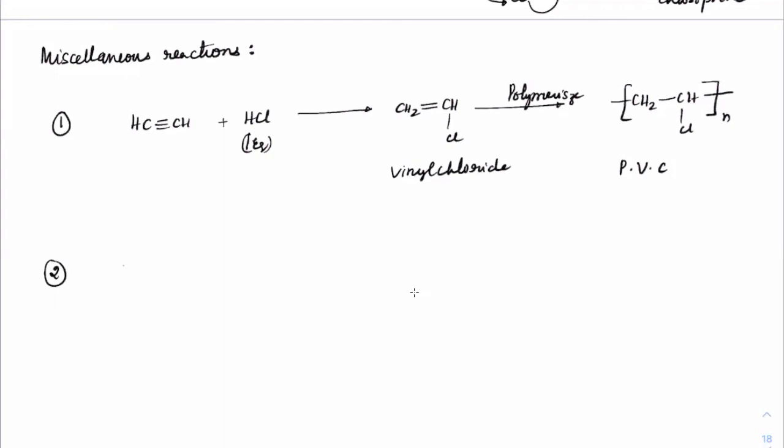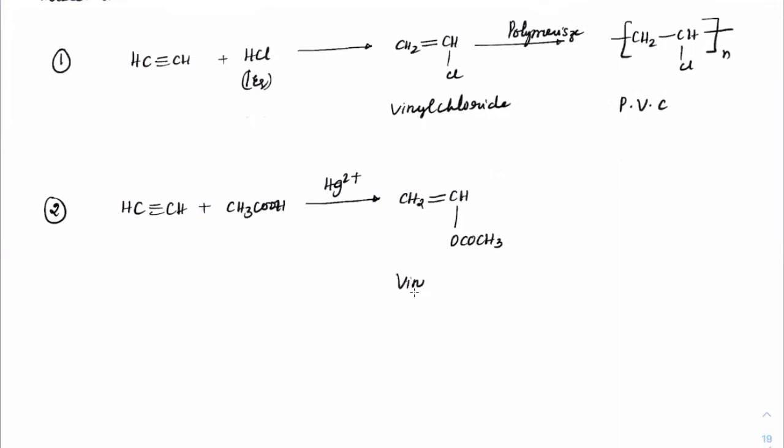Second, HC triple bond CH plus CH3COOH, acetic acid. In the presence of Hg2+, just to make sure we initiate this, just like Kucherov's reaction, we get the product CH2=CH-OCOCH3. This is vinyl acetate.